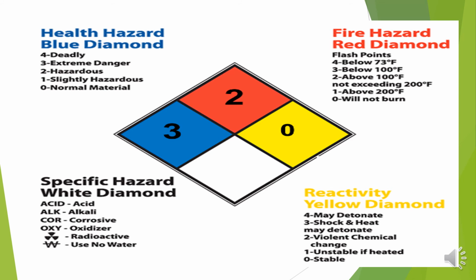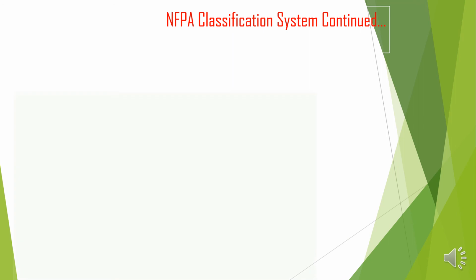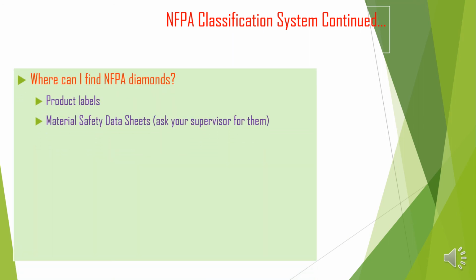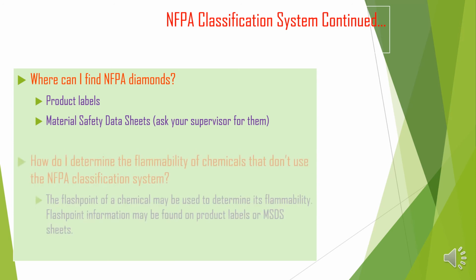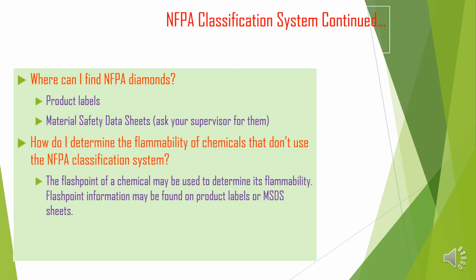The white part talks about special considerations. Is it acid, alkali, corrosive, oxidizer, or radioactive, or none of the above, or don't use water on it? This is the NFPA diamond. It's very, very important. Where can I find this diamond? You will find it labeled on the material itself or in the MSDS, the material safety data sheet.